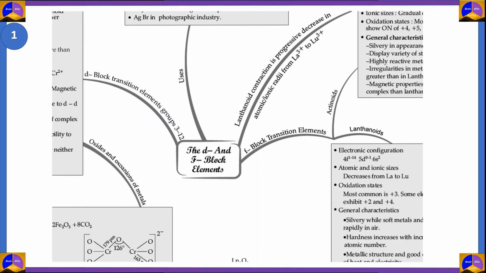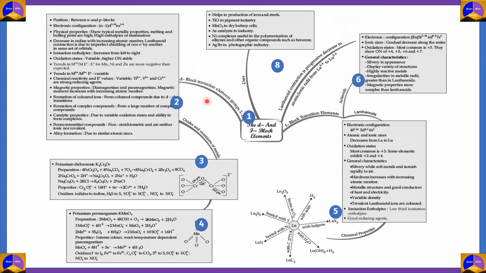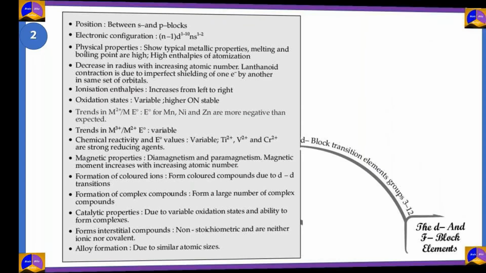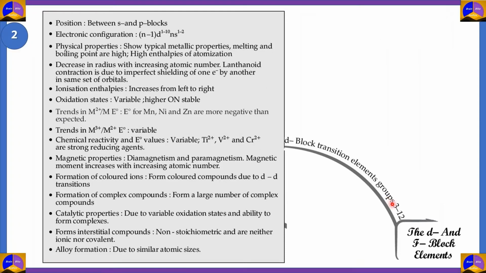So let's move on to our first topic, the D block elements. These are the elements, the transition elements, comprising group 3 to 12 in the main periodic table. So their position is between the S and P blocks. These transition elements have an electronic configuration of (n-1)d1-10 ns1-2. They have many physical properties, and most of the time they show typical metallic properties such as high melting point and boiling point, high enthalpies of atomization, etc.